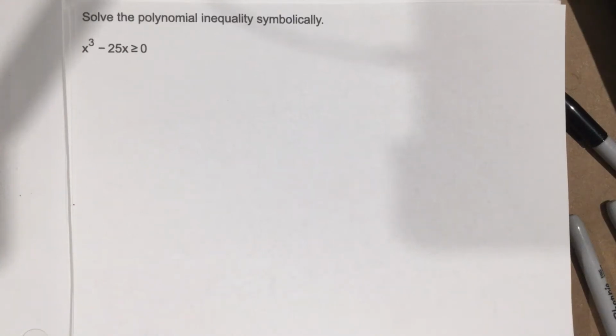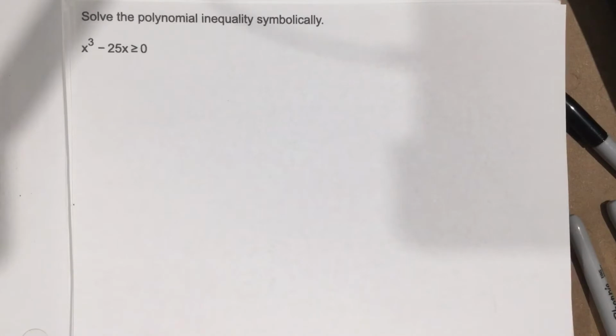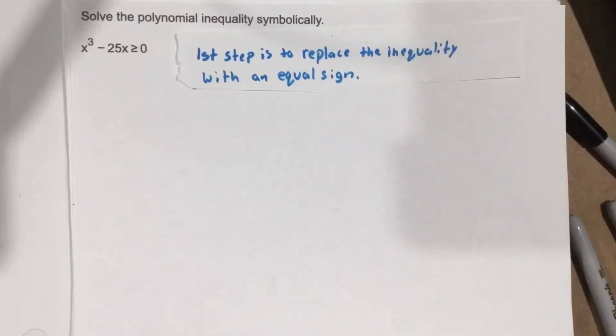This is problem number 4 from section 4.7. In this problem, we're going to solve the polynomial inequality symbolically. So instead of graphing, we're going to just solve it using algebra. The first step is to replace the inequality sign with an equal sign and then solve for the roots.